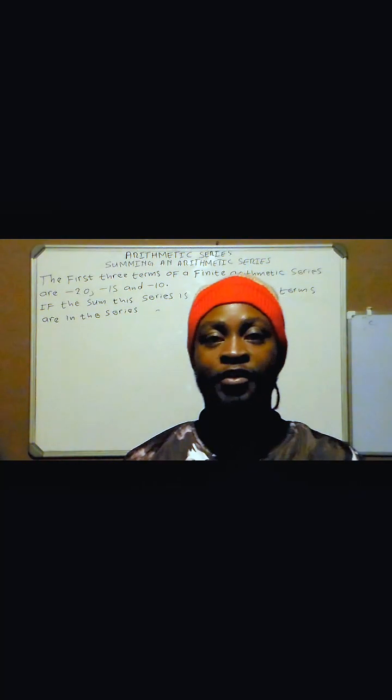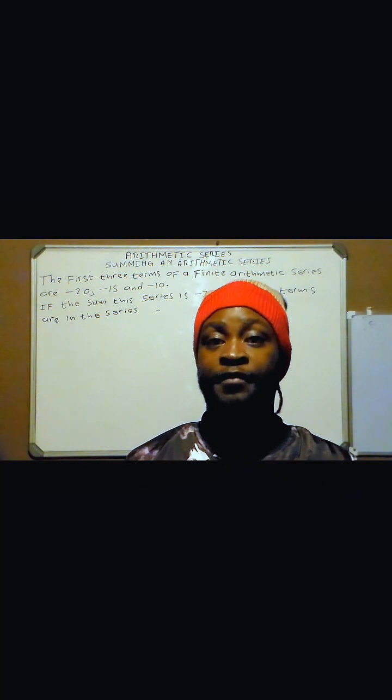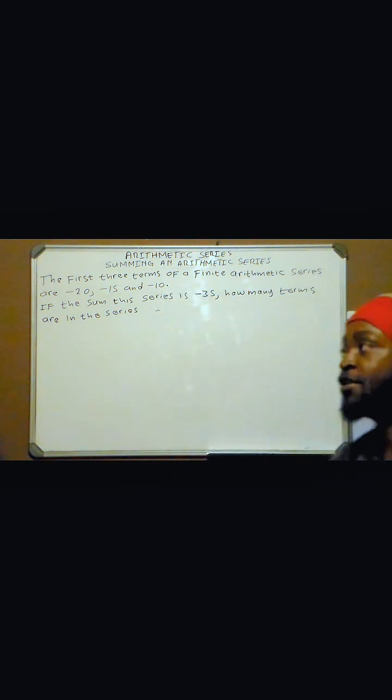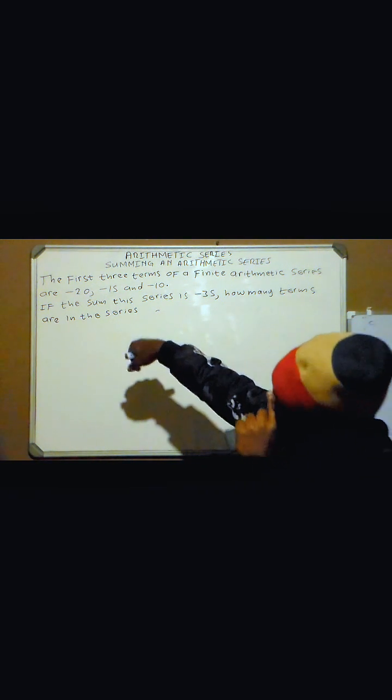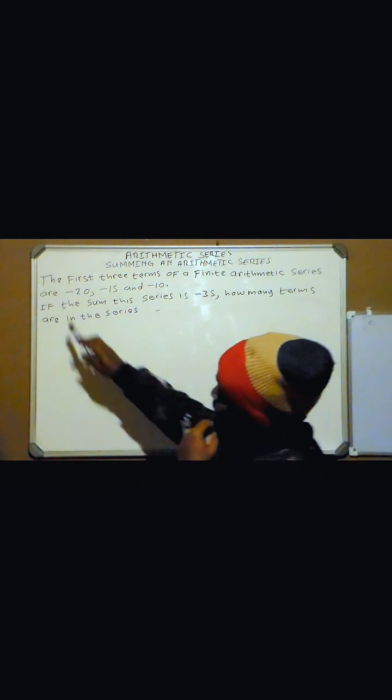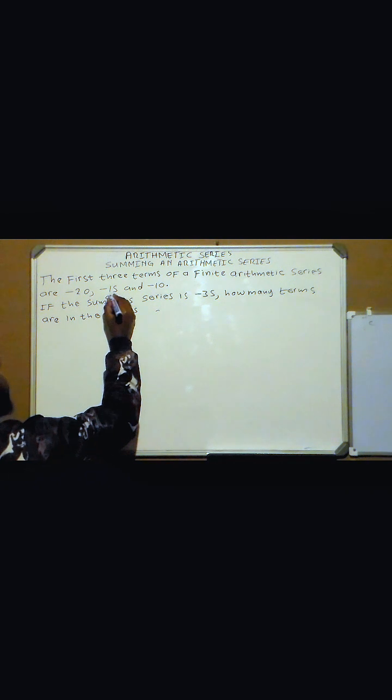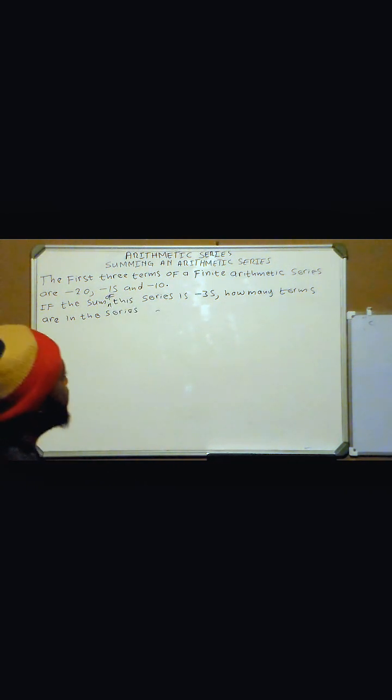This will be the last question, and then we'll be done with the video. So let's look at the question. The question says the first 3 terms of a finite arithmetic series are negative 20, negative 15, and negative 10. If the sum of this series is negative 35, how many terms are in the series?